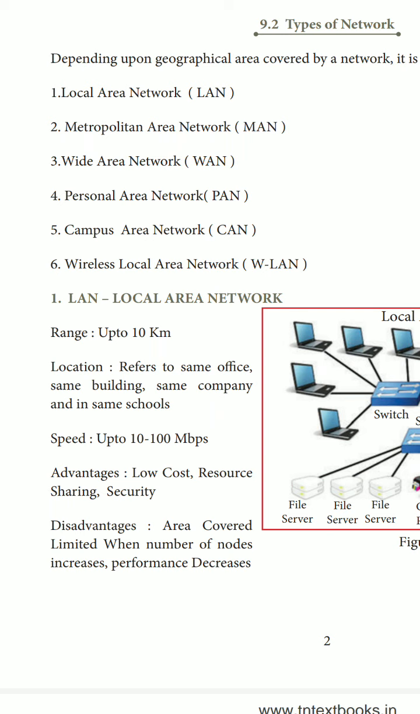Speed is 10 to 100 Mbps, megabits per second. You can see that 10 to 100 Mbps is a very sufficient bandwidth. Advantages: low cost, resource sharing, and security are all available in this local area network. Low cost means that when you are sharing resources like printers, the cost of movement and the cost of taking printouts become very low. The person who wants to print is not required to come to the printer; they can just give the print command from their own system.